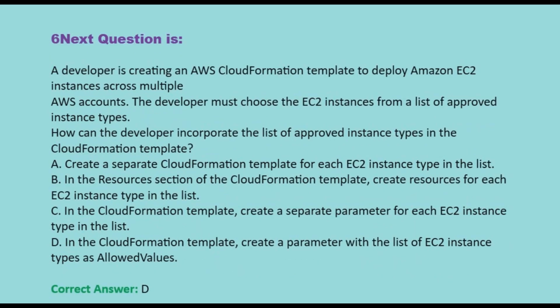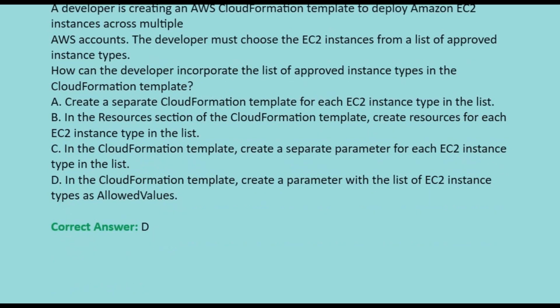Option A. Create a separate CloudFormation template for each EC2 instance type in the list. Option B. In the resource section of the CloudFormation template, create a resource for each EC2 instance type in the list. Option C. In the CloudFormation template, create a separate parameter for each EC2 instance type in the list. Option D. In the CloudFormation template, create a parameter with the list of EC2 instance types as allowed values. Correct answer is option D.